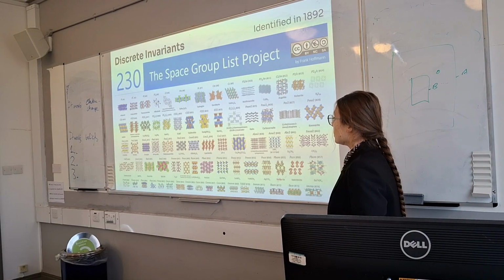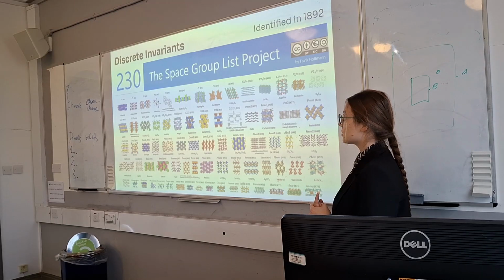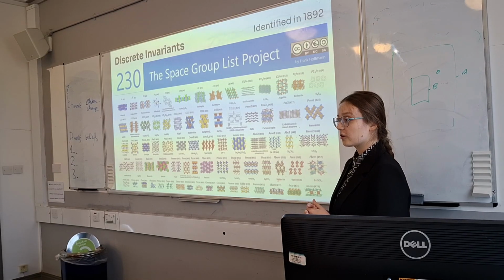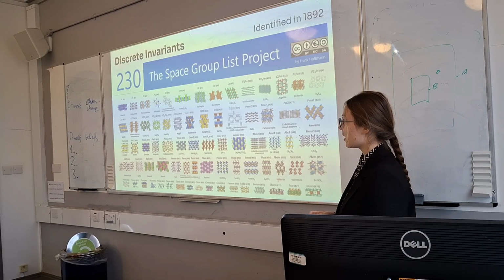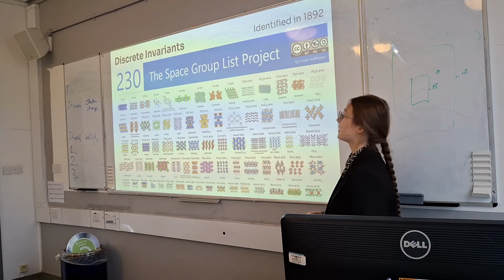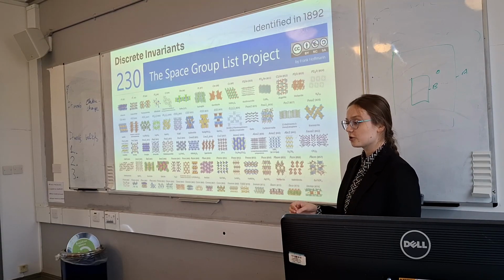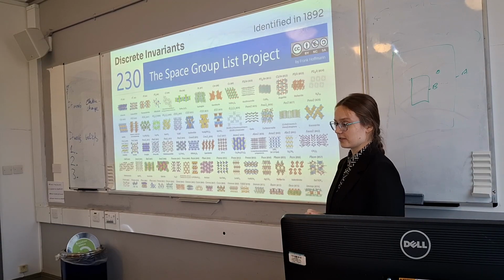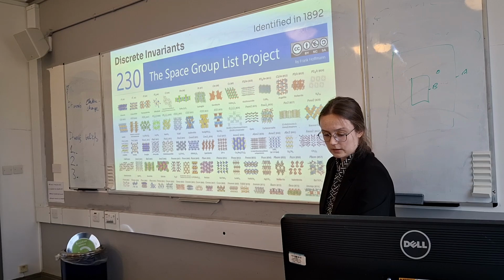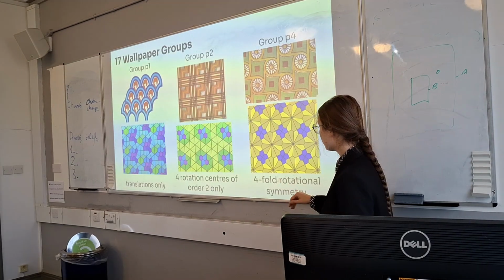Okay. In the past, they've used discrete invariants. So they've classified all crystals into 230 space groups. Quite a while back, actually, over a century ago. These are discrete invariants because they're different categories. They're usually to do with symmetry.